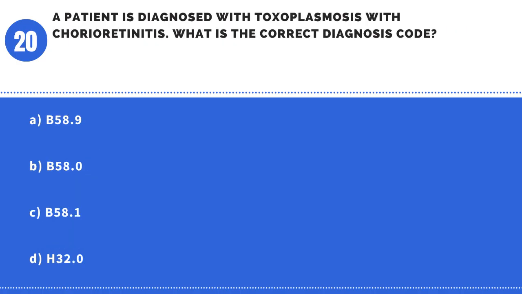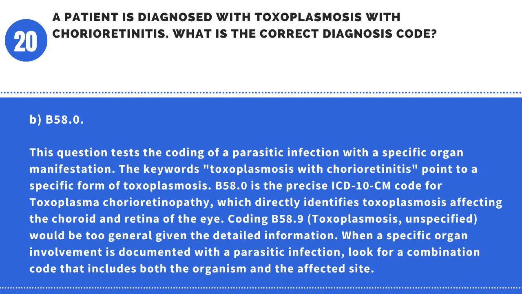Question 20. A patient is diagnosed with toxoplasmosis with chorioretinitis. What is the correct diagnosis code? A. B58-9. B. B58-0. C. B58-1. D. H32-0. Answer B.